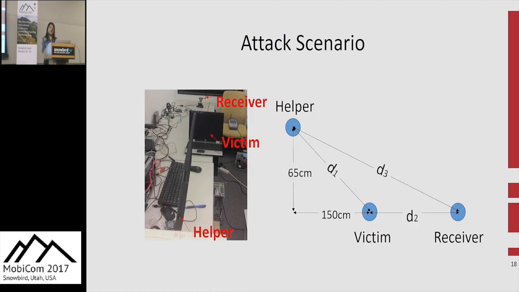So far, I have introduced how we enable backscatter communication using Wi-Fi NICs and the system vulnerabilities in current operating systems. Now let's look at how we do the evaluation. We put the victim and the receiver on a desk, and the helper is placed above the desk. The helper could be any dedicated signal generator, or it could be a commercial Wi-Fi AP. In our evaluation, we will change the distance between the victim and the receiver, which is the D2 on this figure.